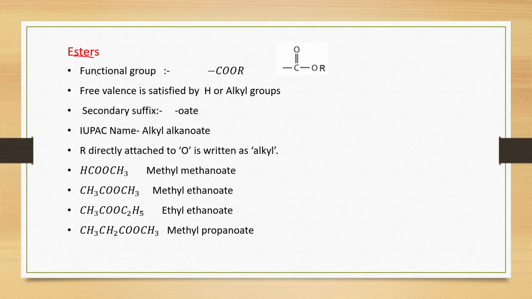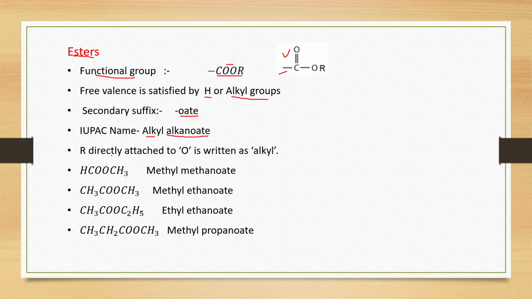Esters. Functional group is COOR. But again, these two oxygen atoms are not bonded directly. This is its structure. Now this free valency may be satisfied by H or any alkyl group. Its secondary suffix is oate. So we can write it alkyl alkanoate.